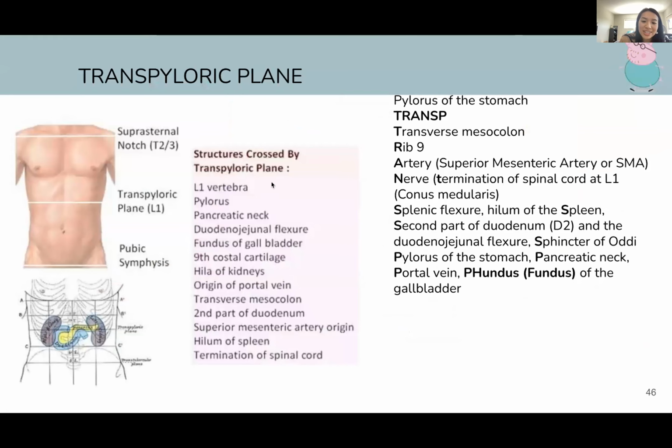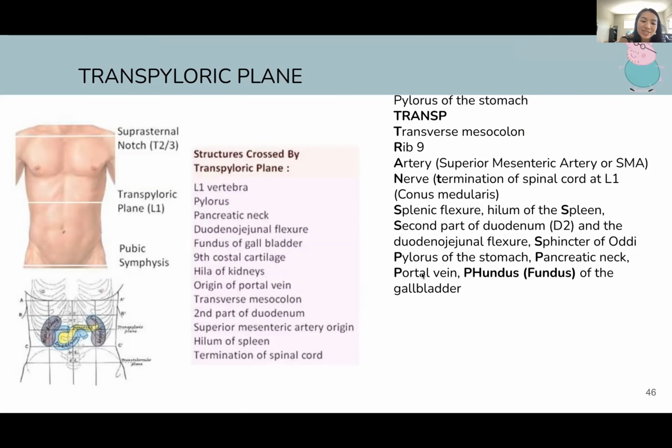Transpyloric plane. I freaking hated this. I never learned this. And I don't think it was that high yield, but please correct me if I'm wrong, David. It's just this kind of arbitrary plane in the body, called the transpyloric plane. And it's called transpyloric because it's across the pylorus of the stomach. Okay. So the beginning of the stomach. Yeah, just find a way to remember what's there.